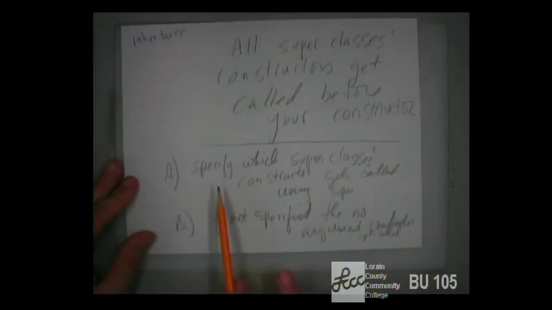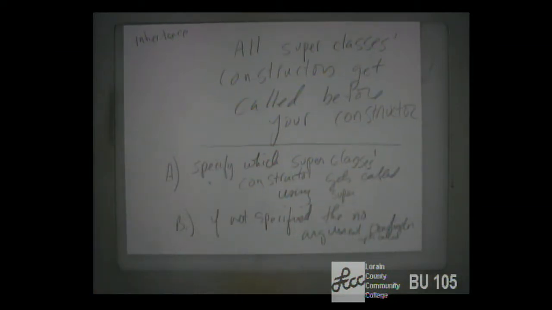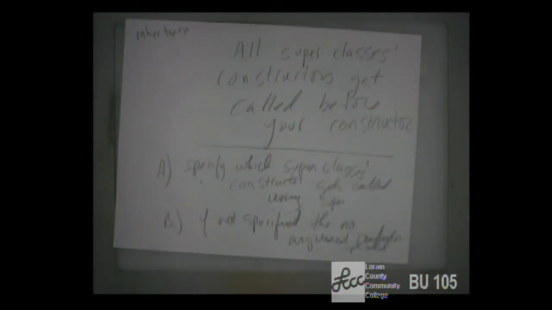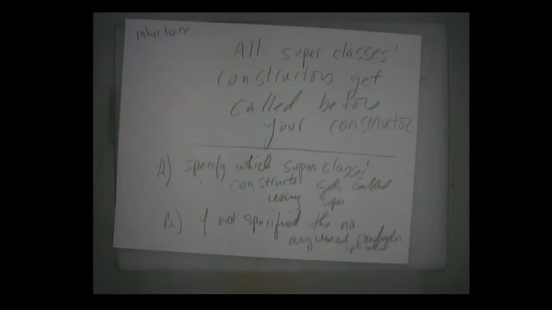We can either specify which superclass's constructor gets called using super. Did we do that? No. We did not have any line that said super in our subclass's constructor. If we don't, then what gets called? The no argument constructor. So we had a three argument constructor on the subclass, but we didn't specify what constructor to call on the superclass. Therefore, it called the no argument constructor. There is no no-argument constructor, so boom, it's gone.